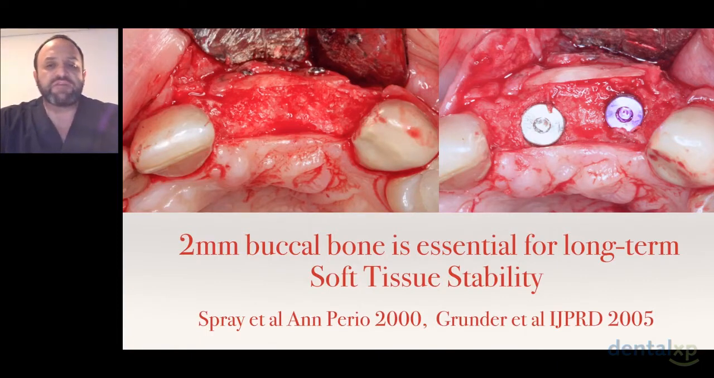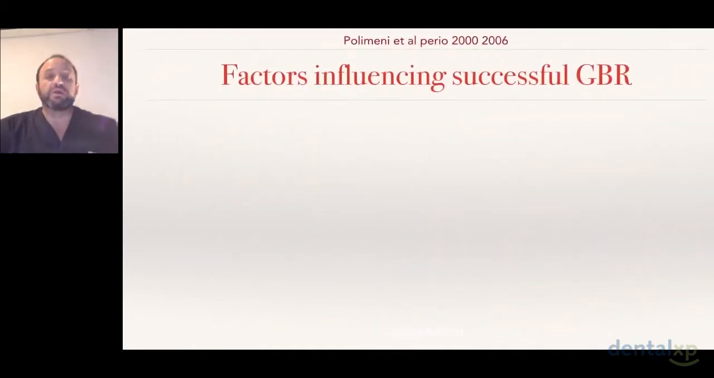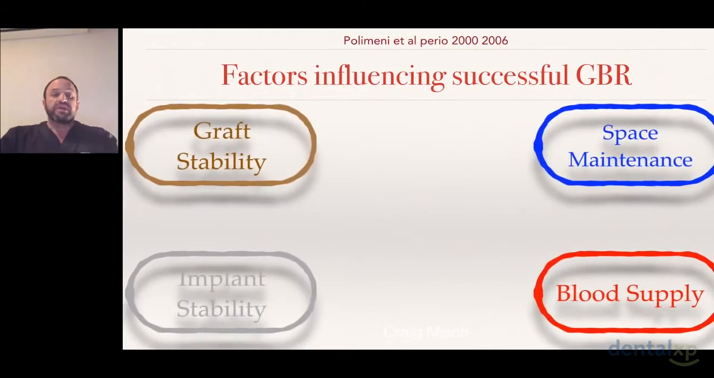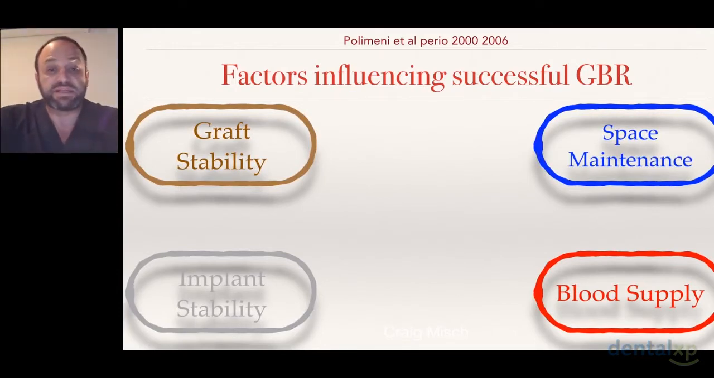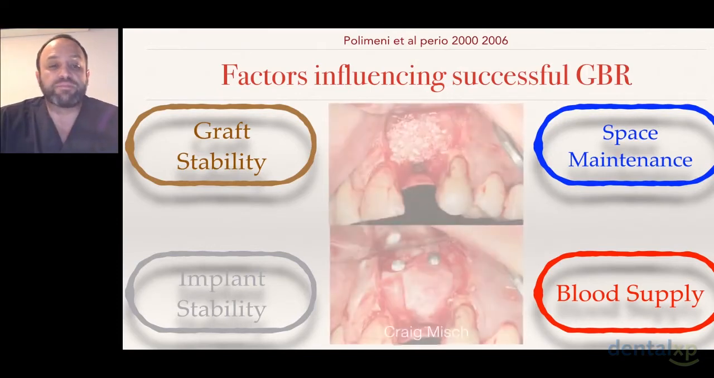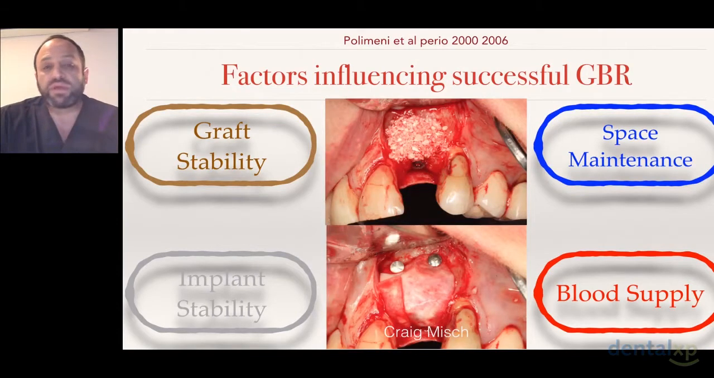There are a couple of factors which are very important in creating good bone. These factors are graft stability, space maintenance, blood supply, and implant stability. And those are the four factors which I use quite commonly and which are very important in developing good, successful bone augmentation techniques. When we're talking about graft stability, we're talking about the immobile graft.